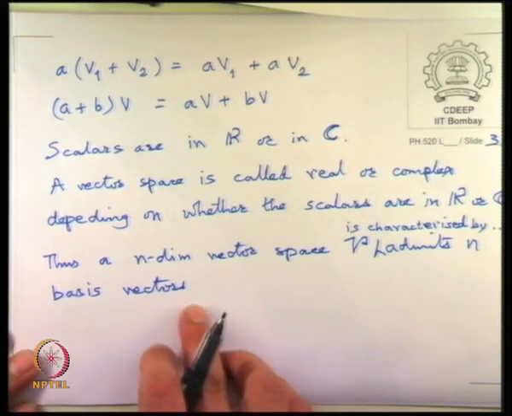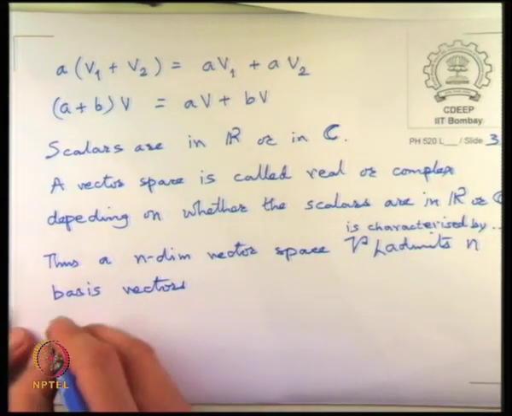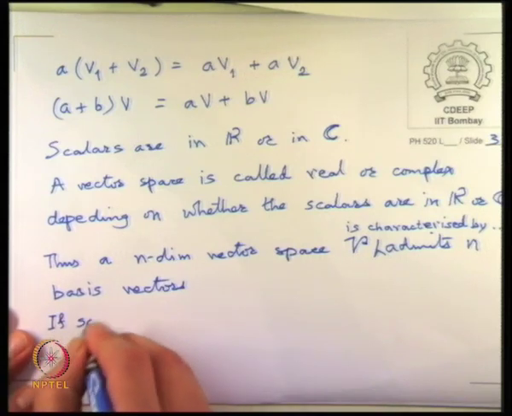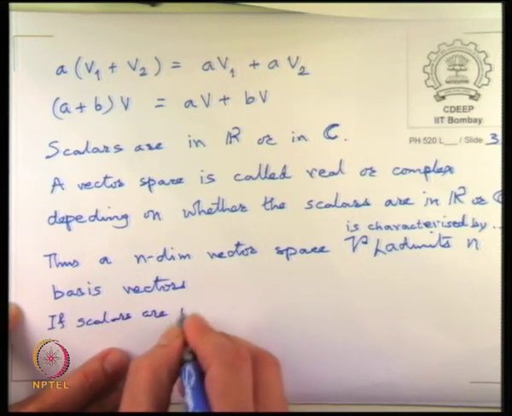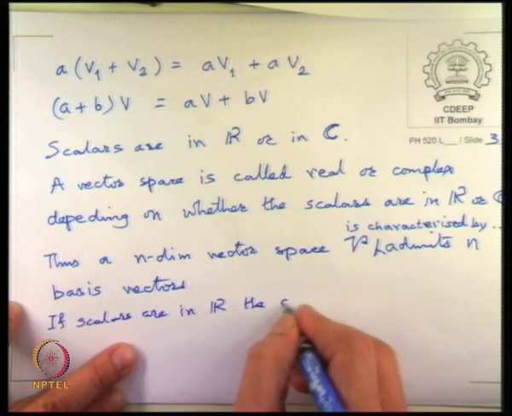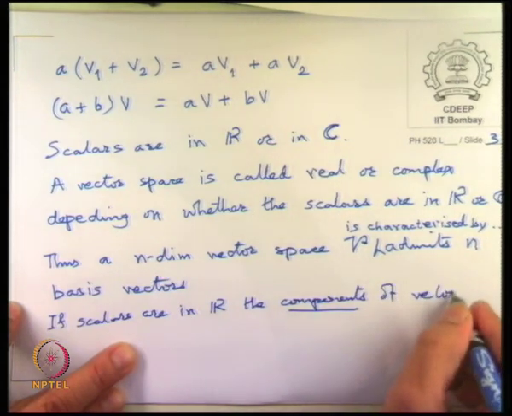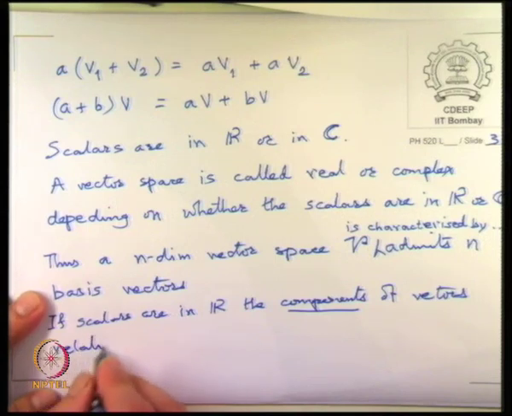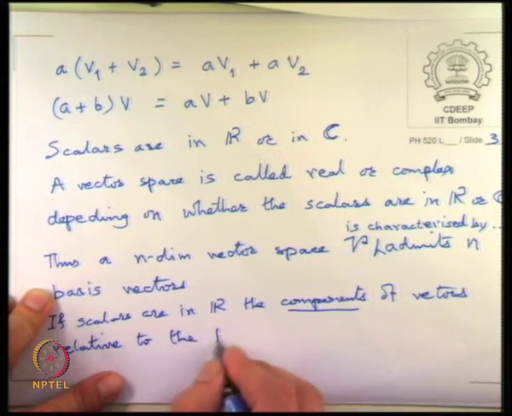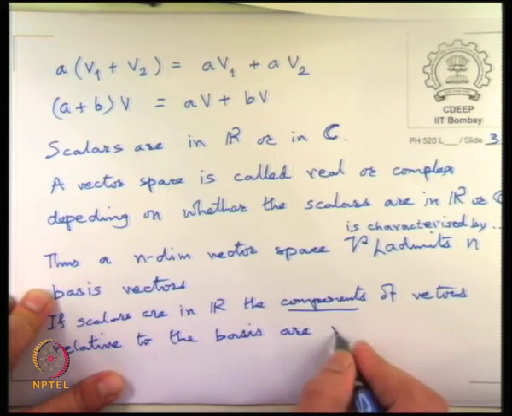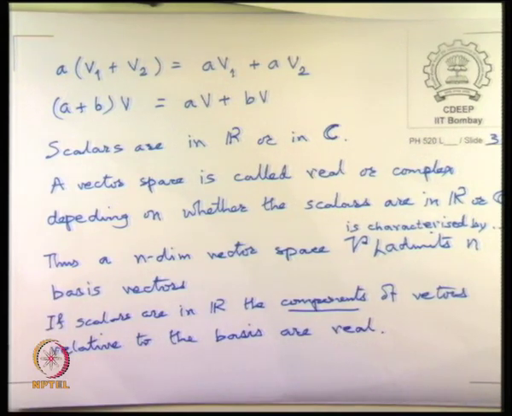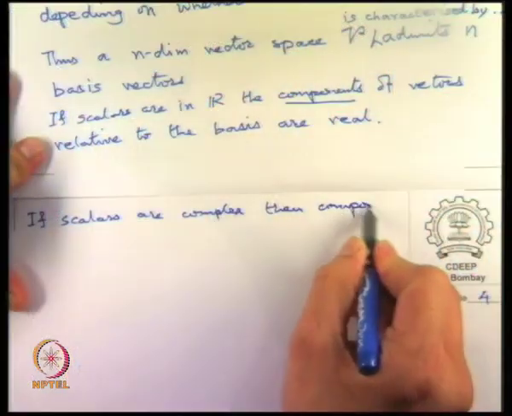However, if I now say that the vector space is real, so if the scalars are in R, then components of vectors relative to this basis are real. That is what this means. The components become real because you said the scalar multiplication is by reals. The same n dimensional vector space, if I allow complex scalars, then if scalars are complex, then components become complex.